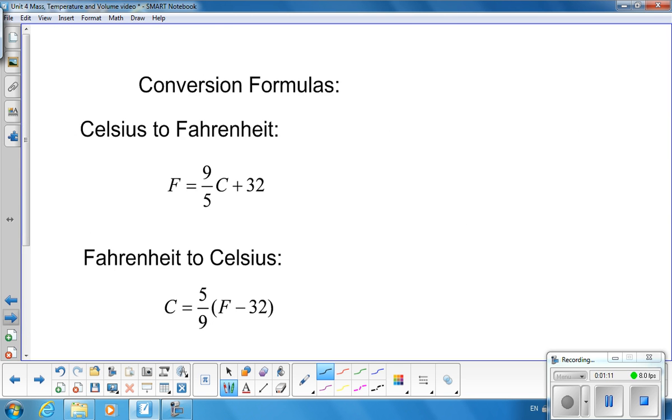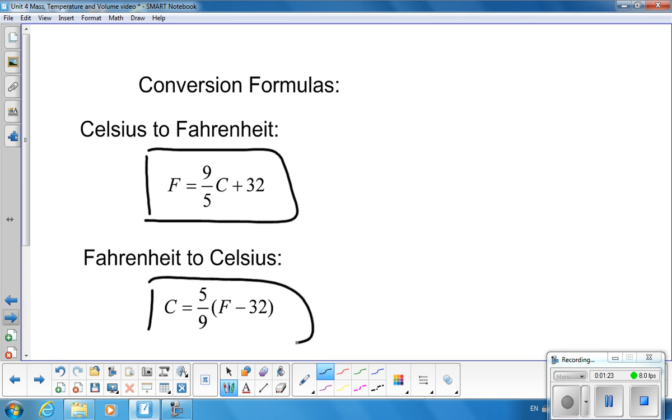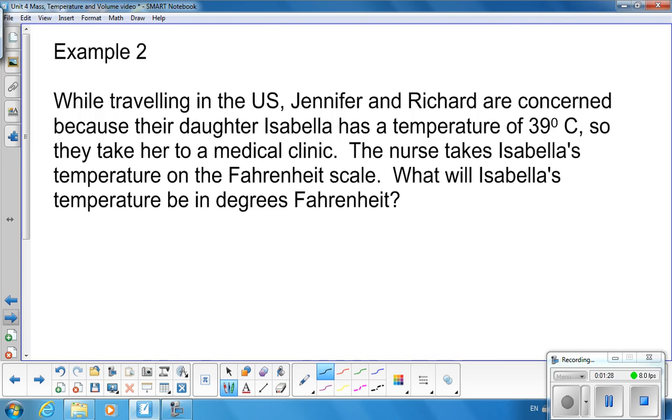So we have two formulas for converting temperature. For changing Celsius to degrees Fahrenheit, we use this first formula. And if we go from Fahrenheit to Celsius, we use the second formula. Let's look at how to apply those.